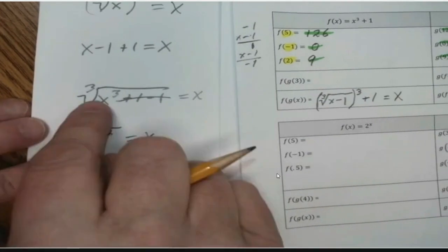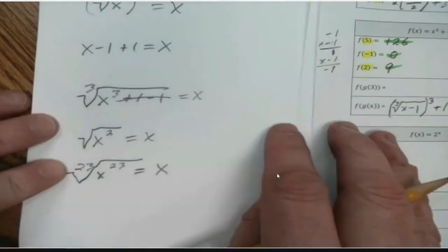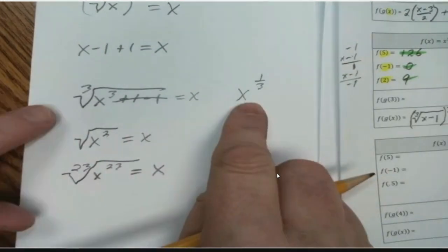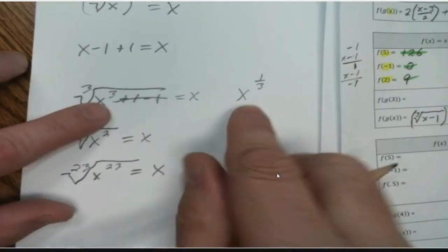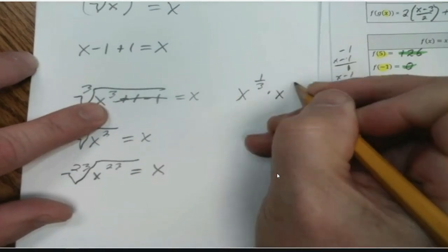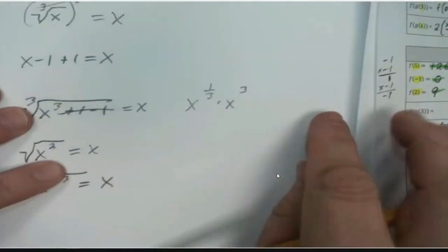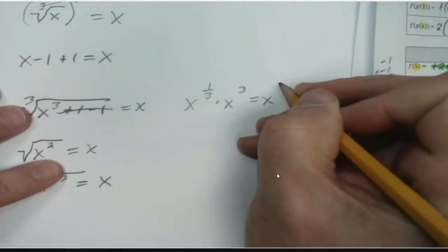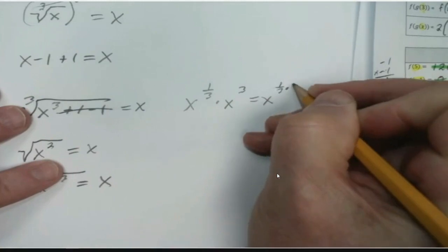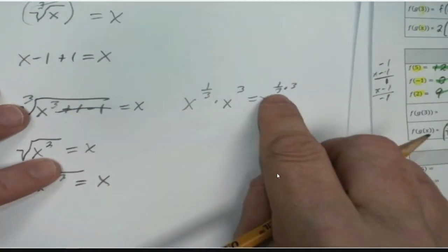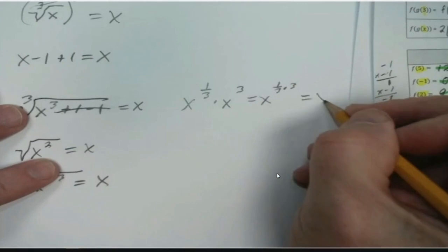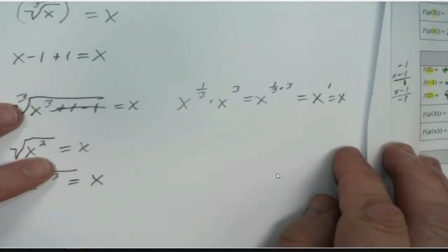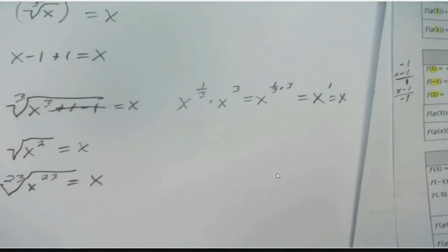Because another way to write the cubed root is to say x to the 1/3 power. 1/3 power is the same thing as the cube root, times x to the third power. We know with exponents, we're allowed to multiply. So it'd be x to the 1/3 times 3 power. Well, 1/3 times 3 is x to the first, which is just x. They cancel each other out, guys.